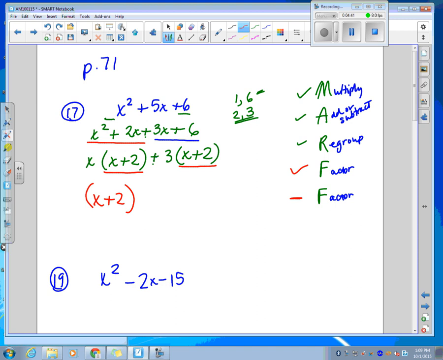And so when I factor out the x plus 2, I have left this x, so it's x, and this plus 3. And so now you see that I factored that using MARF, M-A-R-F-F.